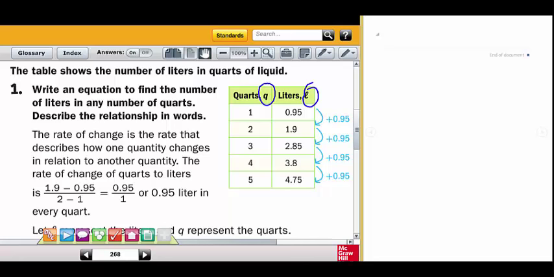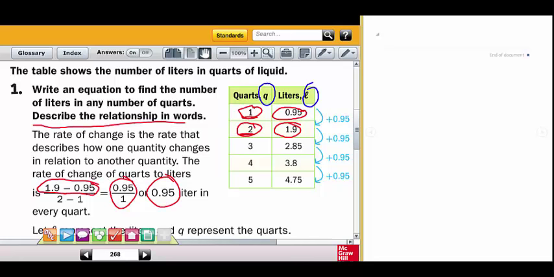So first of all, what we need to do is take a look at finding the rate of change. Now the way they do it is they use these as points, and they say 1.9 minus 0.95, change in y, that would be right here, over 2 minus 1. So this is y2 minus y1 over x2 minus x1. And we get 0.95 over 1, or 0.95 liters in every quart. So when we describe that relationship in words, we would say that we have 0.95 liters in every quart.